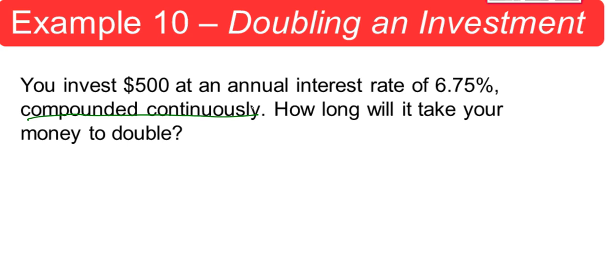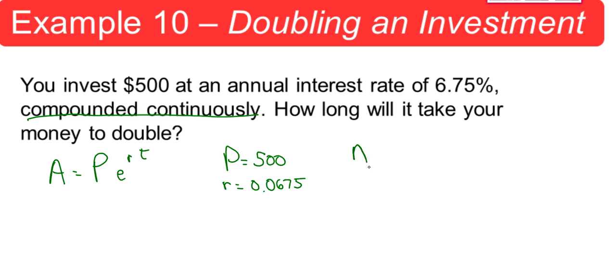So it's A equals P times e to the rt. And let's just make sure we know what our things are. P is our principal, and that's $500. And r is our rate, which is 6.75%, so that's 0.0675. And time is unknown, and A.